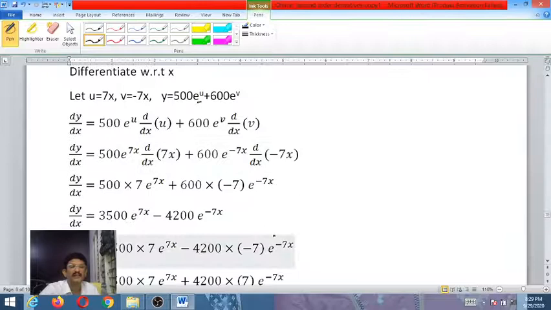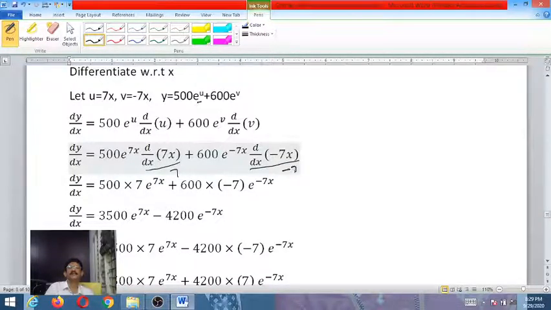Right. Now again, look at here. This 7x, derivative of this entire 7x is 7. Derivative of minus 7x is minus 7 into 1. That is minus 7. Okay. So 7 into 500. 600 into minus 7. Okay. Plus into minus, minus.